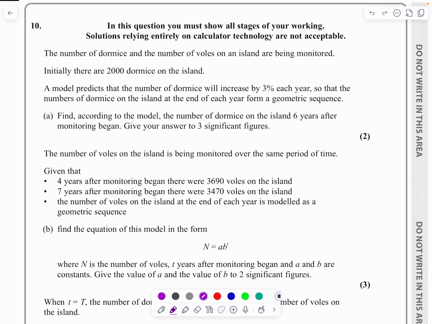It says the number of dormice and the number of voles on an island are being monitored. We're just going to talk about dormice to start off with. It starts with there being 2,000 of those on the island, and then a model predicts that will increase by 3% each year. The number of dormice at the end forms a geometric sequence, and it says, can we find the number of dormice after 6 years? And answer to 3 significant figures.